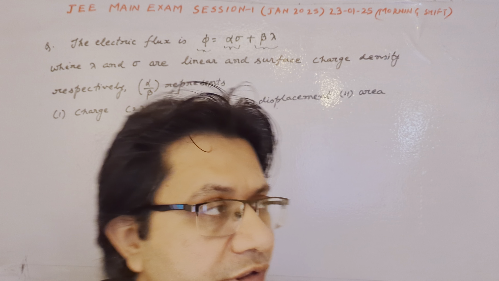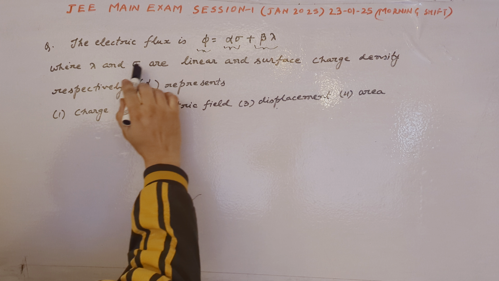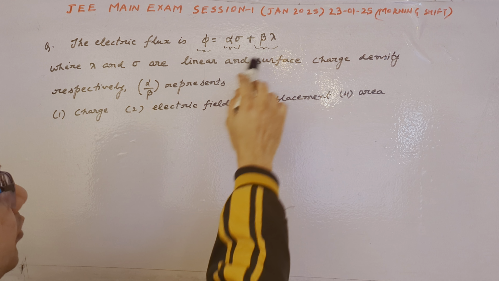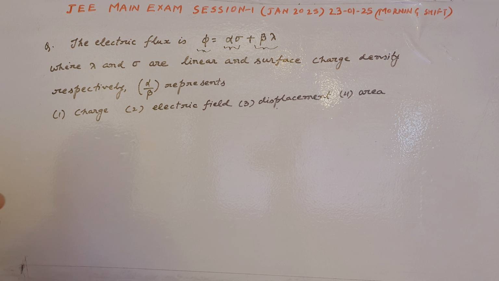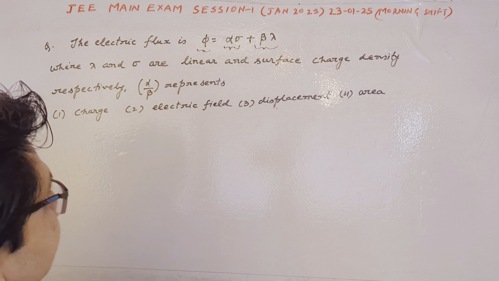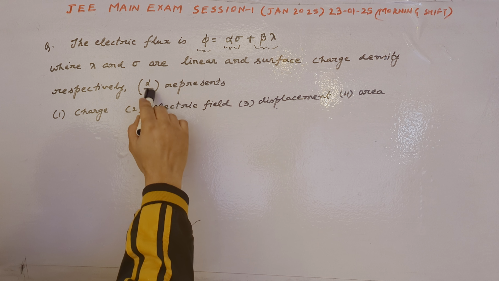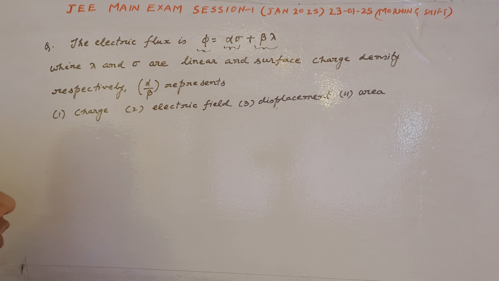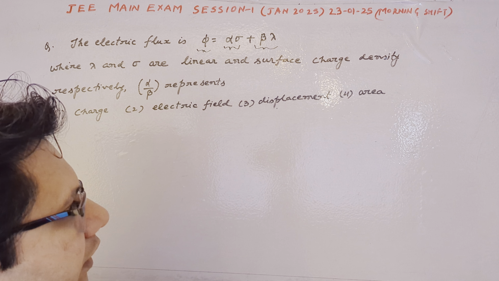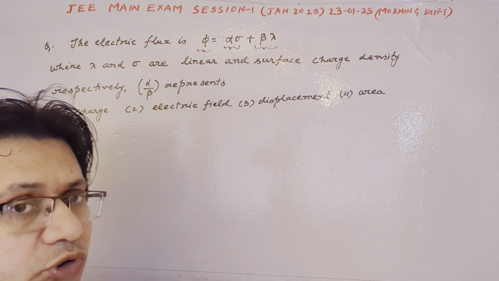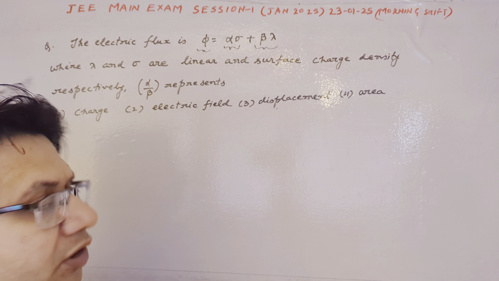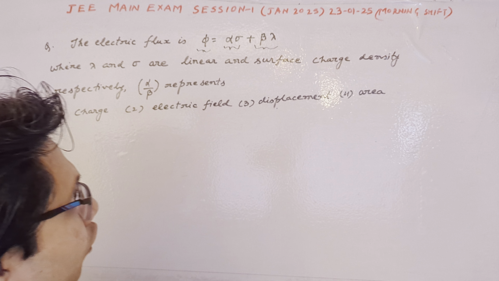Hello students, the question is, the electric flux is phi equals alpha sigma plus beta lambda, where lambda and sigma are linear and surface charge density respectively. Alpha upon beta represents option 1 charge, option 2 electric field, option 3 displacement and option 4 area. So the problem is based on the concepts of units and dimensions and the basic formula of electrostatics of linear and surface charge density.